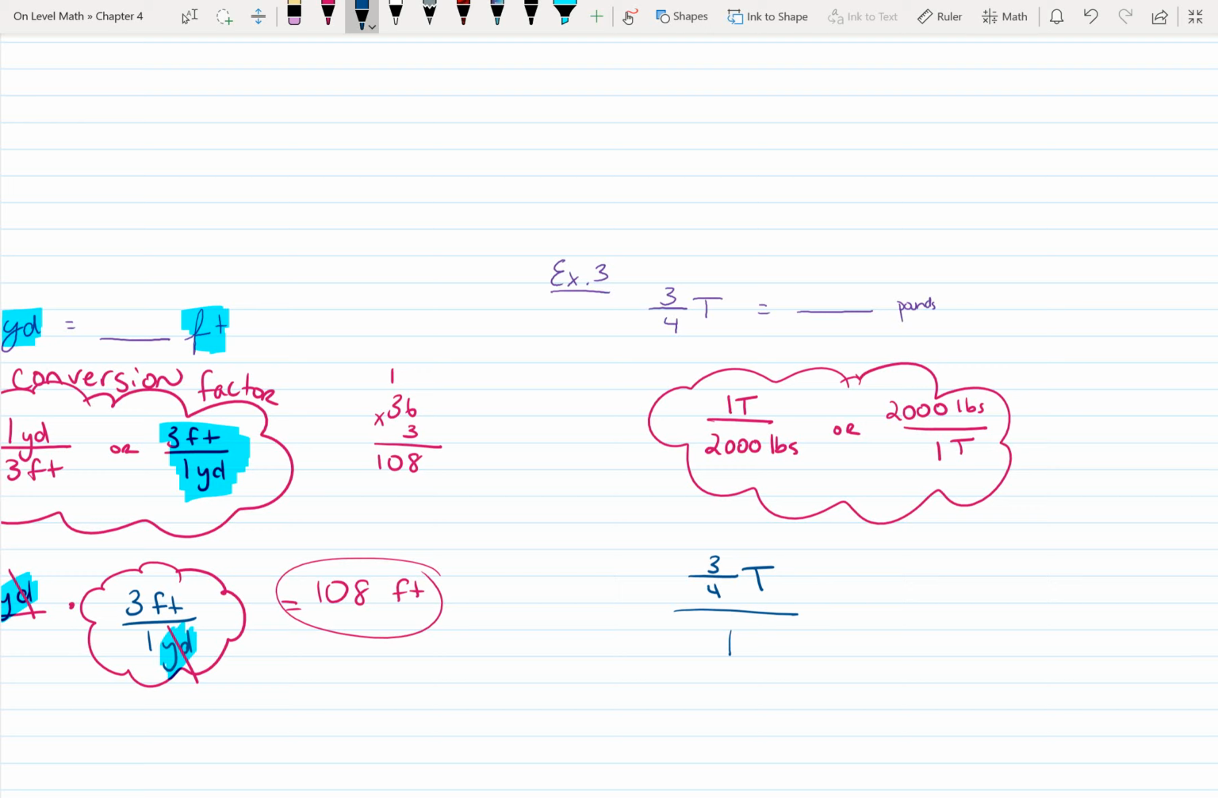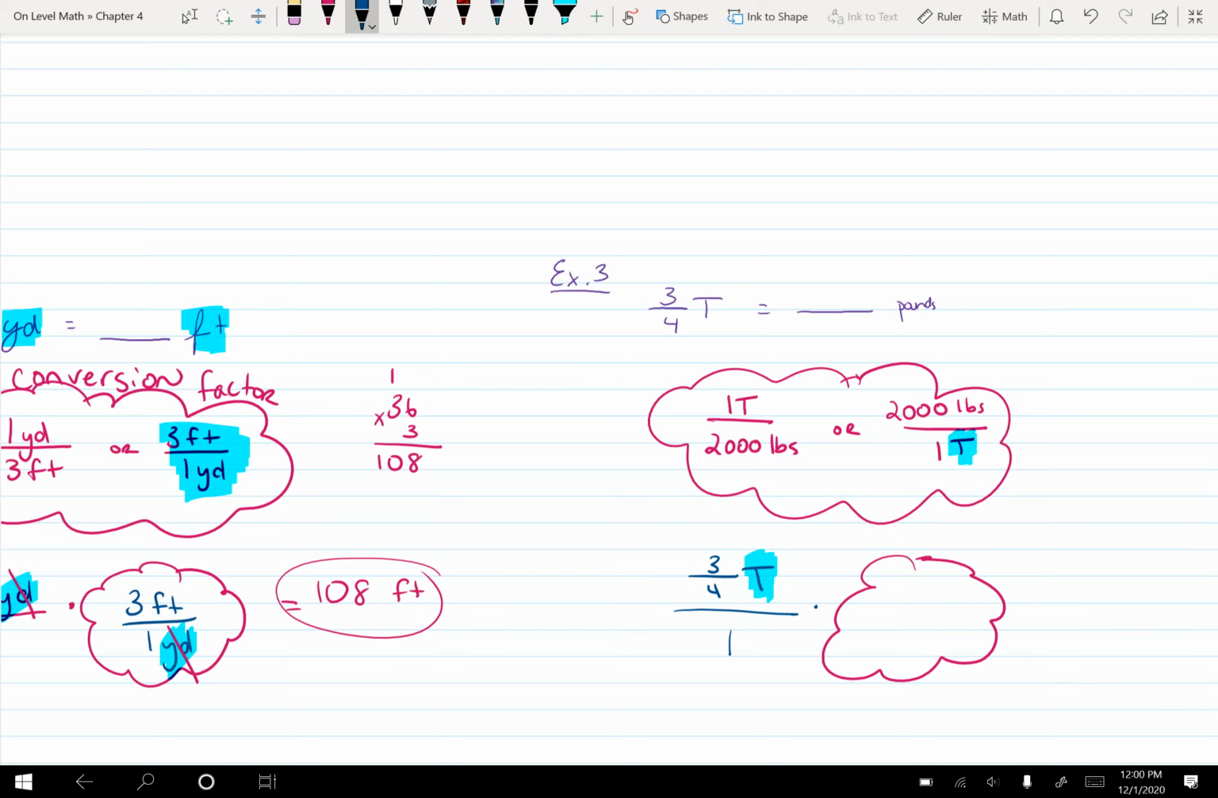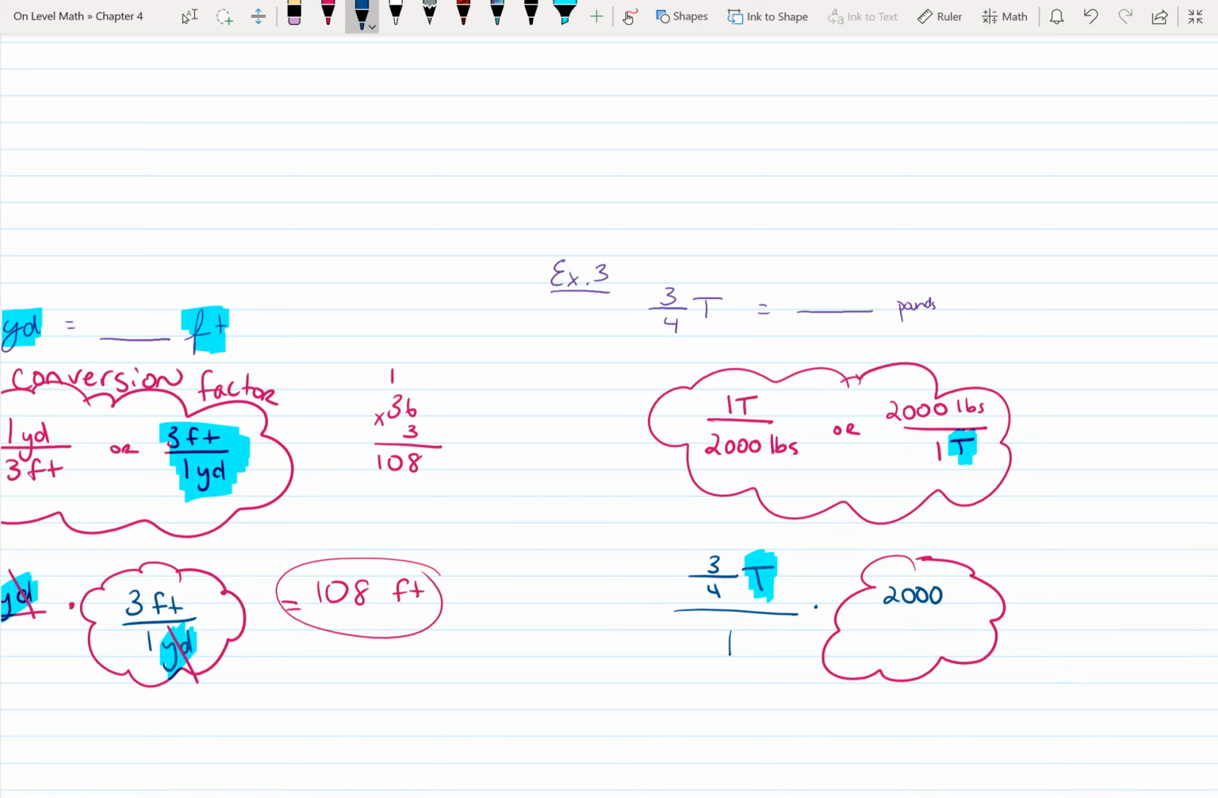Then we need to multiply by some conversion factor. Which of these conversion factors is going to get rid of tons? Remember, tons is top, so tons, to cancel it, needs to be on the bottom, which means we're going to use that second conversion factor, 2,000 pounds over 1 ton.